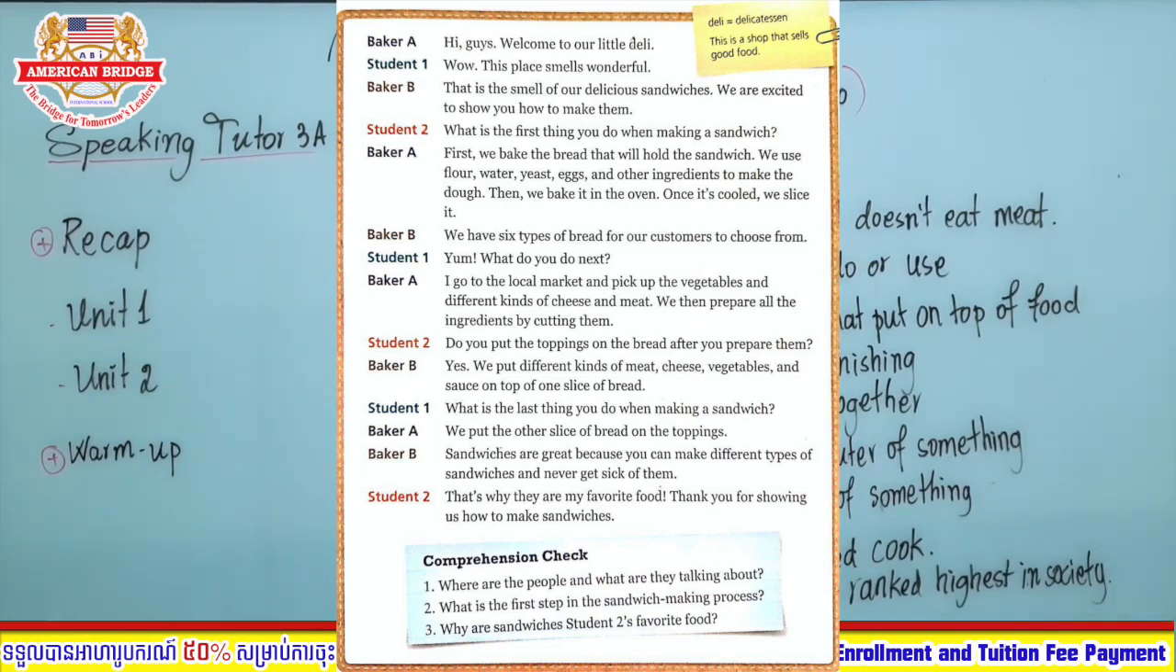I go to the local market and pick up the vegetables and different kinds of cheese and meat. We then prepare all the ingredients by cutting them. Do you put the toppings on the bread after you prepare them? Yes, we put different kinds of meat, cheese, vegetables, and sauce on top of one slice of bread. What is the last thing you do when making a sandwich? We put the other slice of bread on the toppings. Sandwiches are great because you can make different types of sandwiches and never get sick of them. That's why they are my favorite food. Thank you for showing us how to make sandwiches.